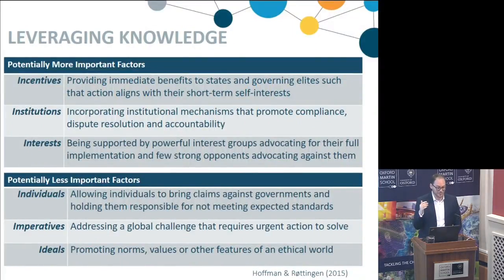So specifically, what we've identified in some of our earlier work was that when designing an international legal mechanism, there are some factors that are more important than probably other factors if your goal is to have effects. So in terms of less important factors, it seems, although we're still working to confirm these sorts of conclusions, that what's less important is empowering individuals to bring claims against governments or holding them responsible as individuals vis-a-vis the state. Less important, it seems, is being about addressing a global challenge that requires urgent action. By that, what I mean is simply the nature of the problem. Just because it's an important problem doesn't mean that we're going to see that the international laws to address that problem are going to have effects. And also, just simply being about promoting a certain ideal or a certain norm, living in an ethical world, is not enough. Doing good, or the goal of doing good, is not enough.